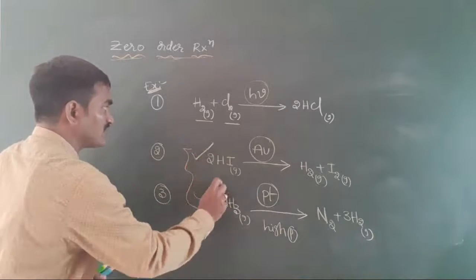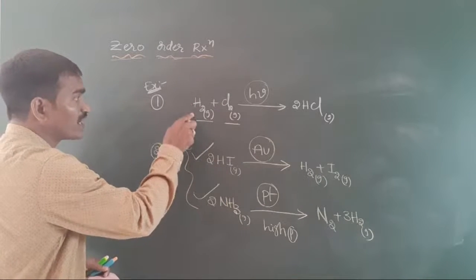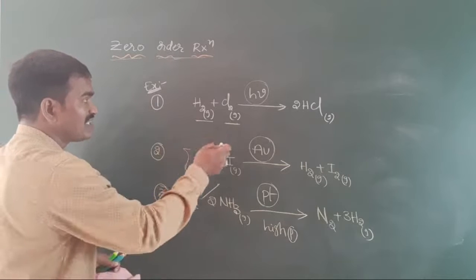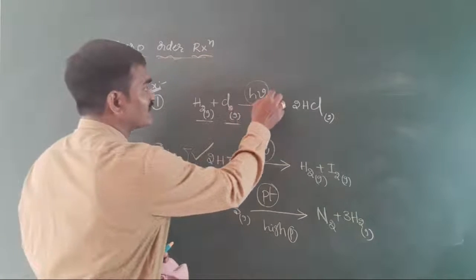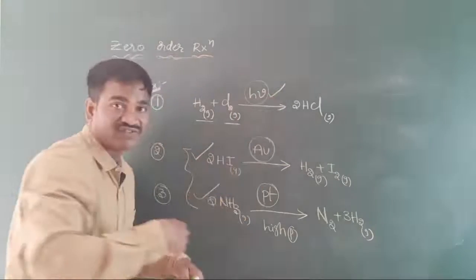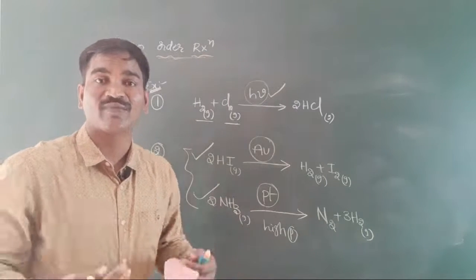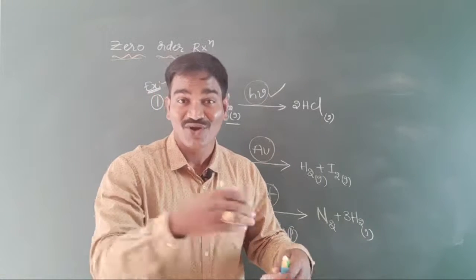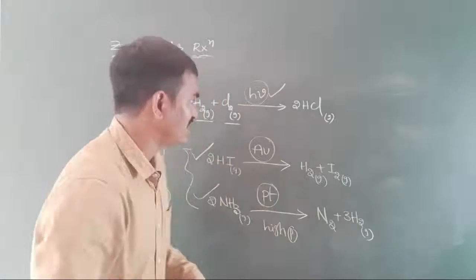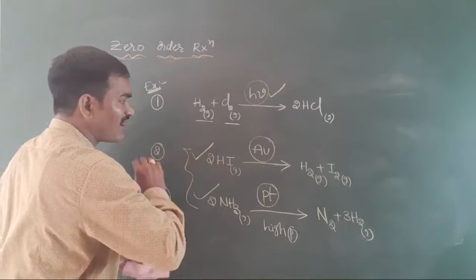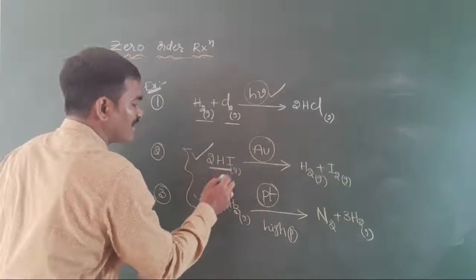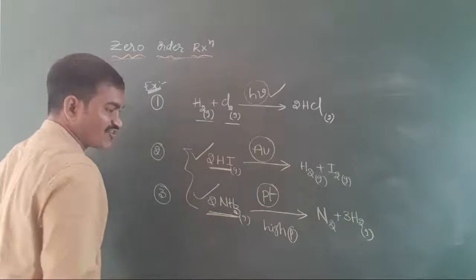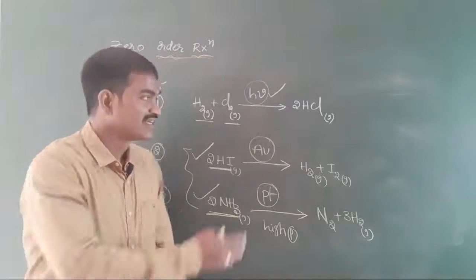Everyone should focus. Whereas coming to the photochemical reaction, here the rate of reaction is depending on the intensity of the light. If the intensity is high, automatically the rate of the reaction is also high. Have clarity here. So in all these reactions, rate is not depending on the reactants' concentration. Have you got it? Take it down clearly.